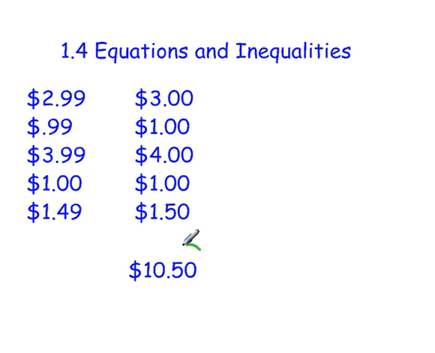Now that we've estimated these, and we have this $10.50 estimated total or sum, we need to go back to the question. The question is, you have $10, about how much more money do you need? Well, if the bill comes to approximately $10.50 and you have $10, the approximate amount of money that you would need is 50 cents.